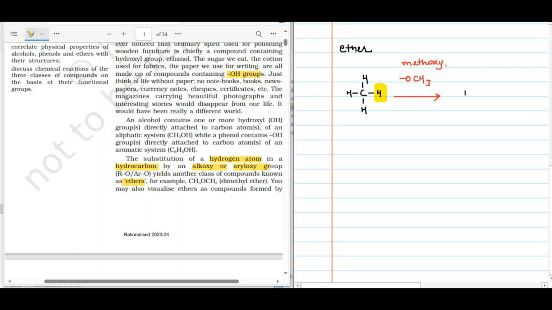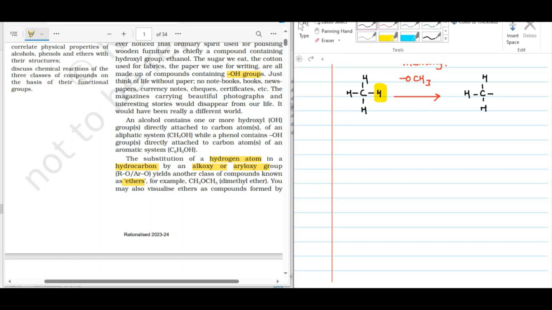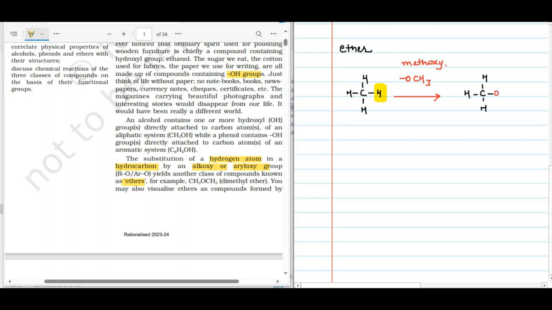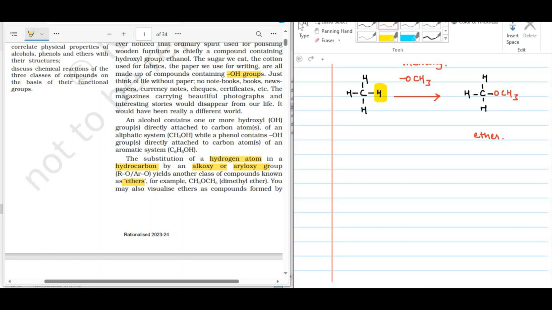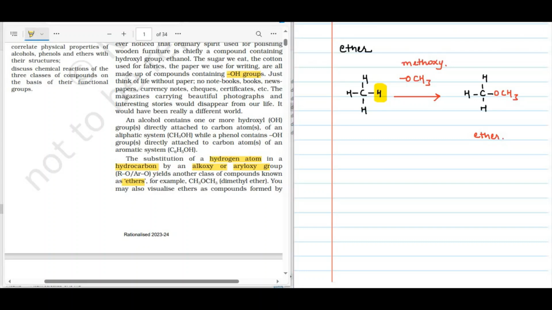So when we replace this hydrogen with methoxy, you will get the structure H, C, bonded with another H, bonded with another H, and here, this time we have replaced this hydrogen with OCH3. So it is an ether. The name of this ether will be dimethyl ether, as on both sides a CH3 group is there. So the name of this compound will be dimethyl ether.